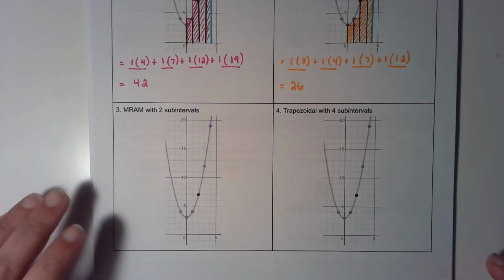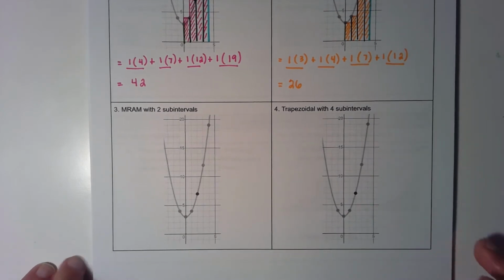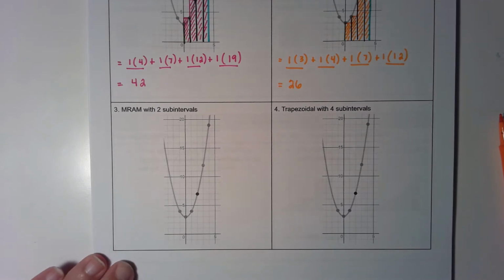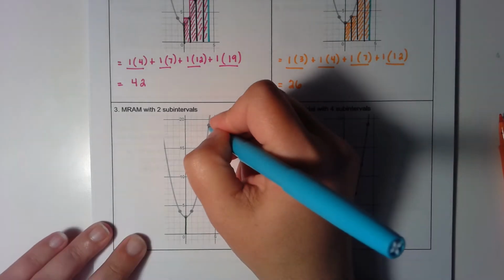Now let's say you want to use MRAM, but this time we're only going to use 2 subintervals. So let's take a look at how you would do that. MRAM, but only with 2 subintervals. So I'm still going to start with the beginning at 0 and the end at 4.